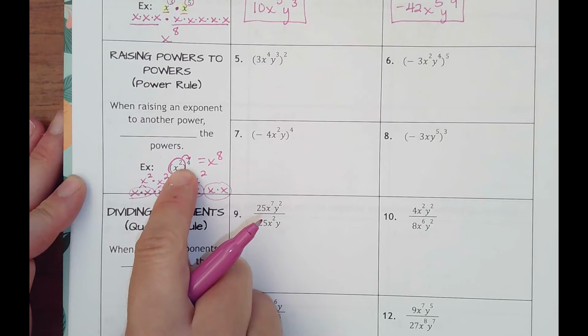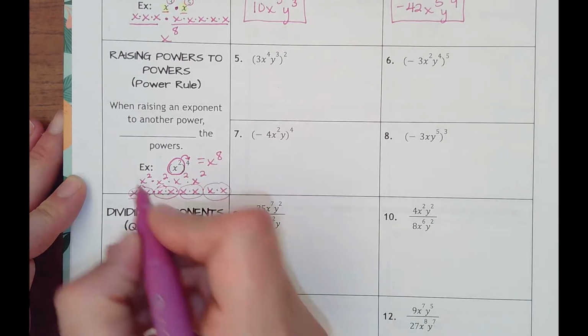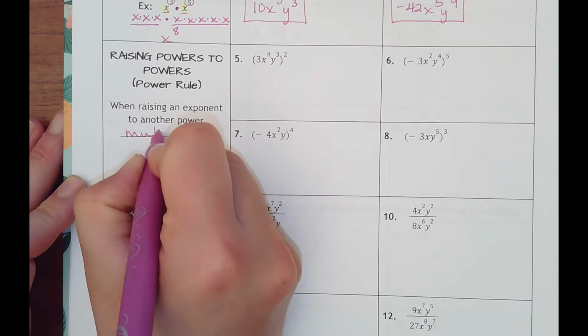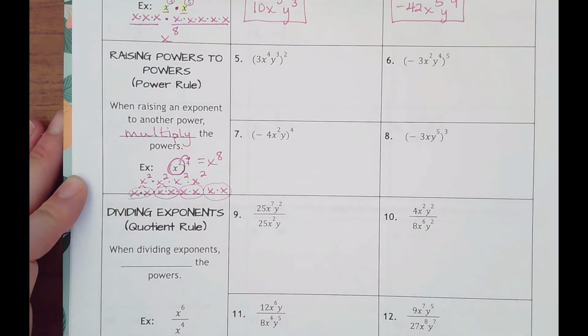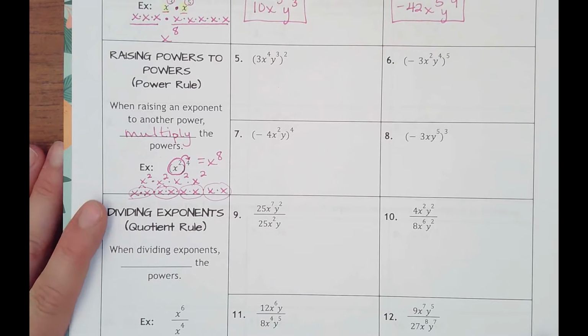So what do we do with the 2 and the 4 to get 8? We multiply. So when you have a power raised to another power, you're going to multiply those powers, keep the base.